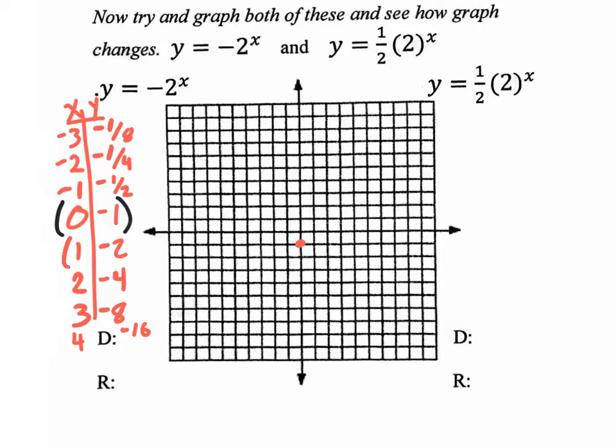So let's graph all of these. Let's go to the next coordinate, 1, negative 2. 1 on the x, negative 2 on the y. It's right there. And let's go to 2, negative 4. That would be down here. Let's go to 3, negative 8. That would be down here. And I'm not going to go for 4, 16 because that's off the graph.